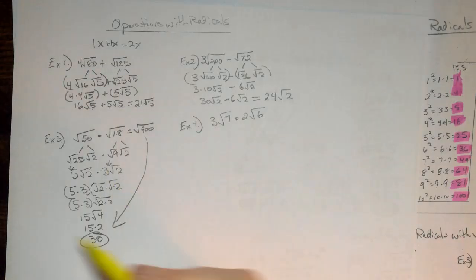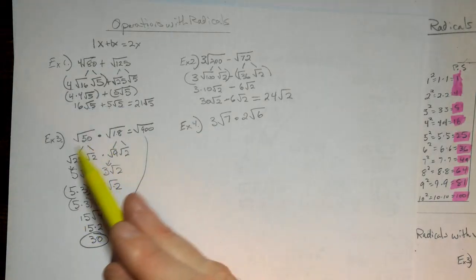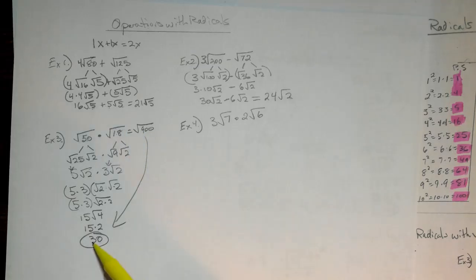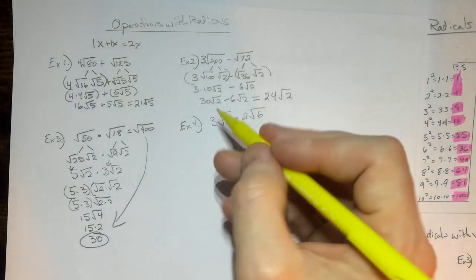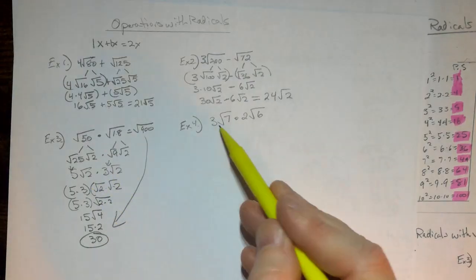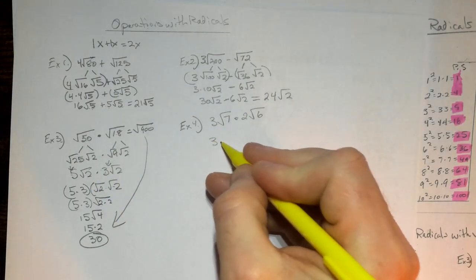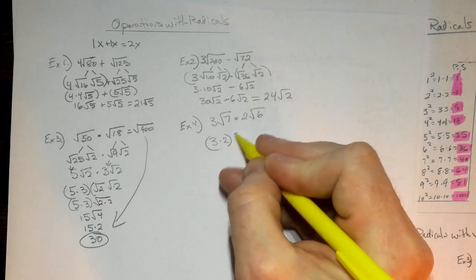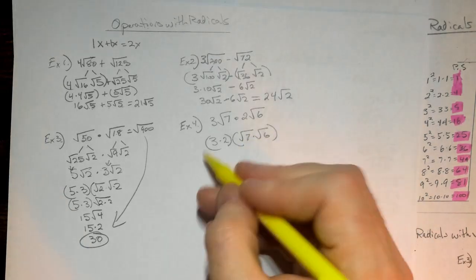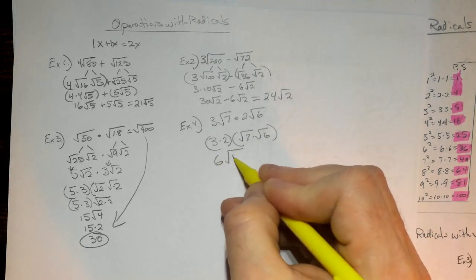But this procedure is so useful that I wanted you to see it, because so many of us will skip this and then we don't really know this idea. So let's look at this one now. We're at the second stage here, so let's just multiply the coefficients. We can think of them that way. And then 7 times 6 underneath the radical symbol. So this is 6 times the square root of 42.